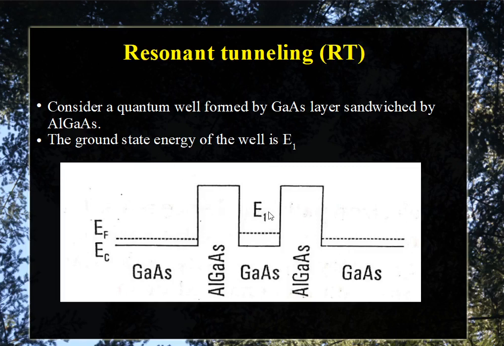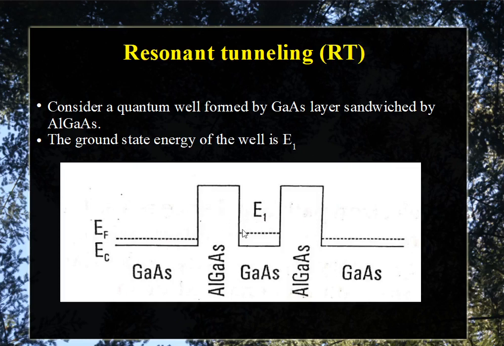Consider a quantum well formed by a gallium arsenide layer sandwiched by AlGaAs. Here E1 represents the ground state, the minimum energy level of the quantum well. Here EF represents the Fermi level. One thing you need to note is that the Fermi level EF and the ground state energy level of the quantum well are not aligned here. Even though they are not aligned, some of the electrons can still move through the barrier. So there will definitely be tunneling.